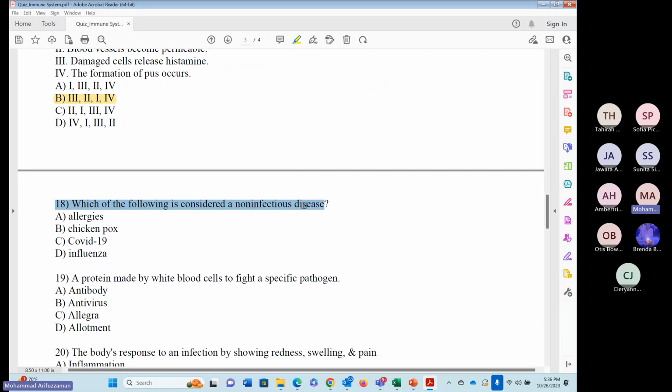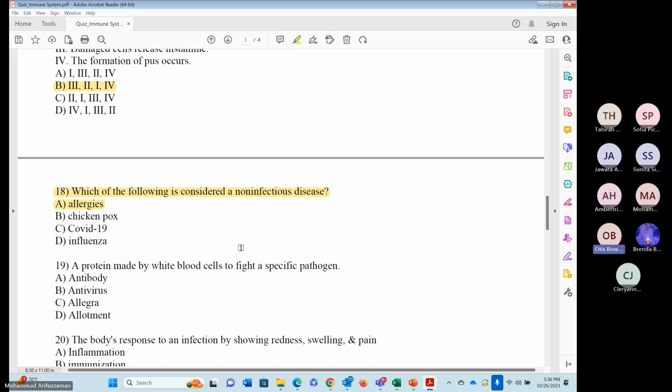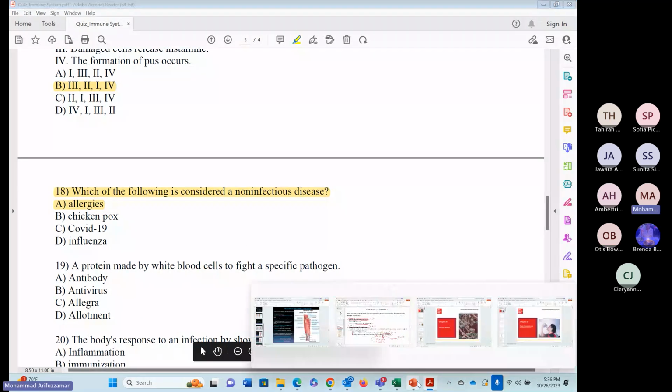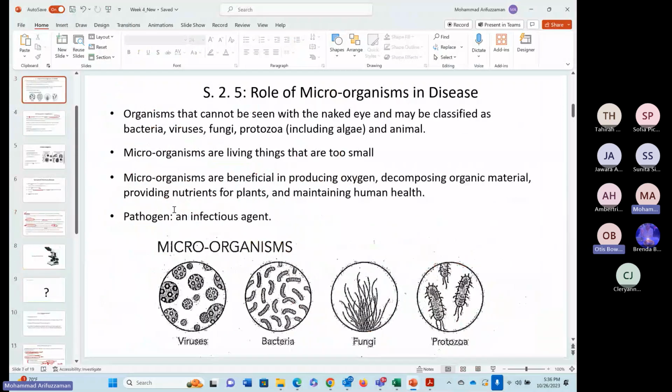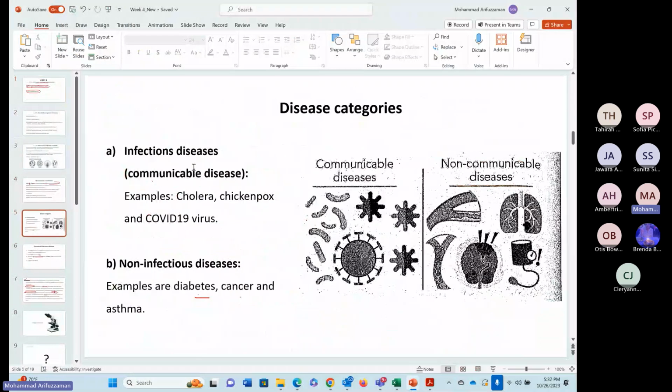Which of the following is considered a non-infectious disease? Allergies. Allergies is a non-infectious disease, but chickenpox, COVID-19, and influenza are all infectious diseases. We learned the difference between infectious and non-infectious disease in the Monday class. Infectious diseases are communicable, like cholera and chickenpox. Non-infectious diseases are non-communicable, like diabetes, cancer, asthma, even blood pressure and stroke.